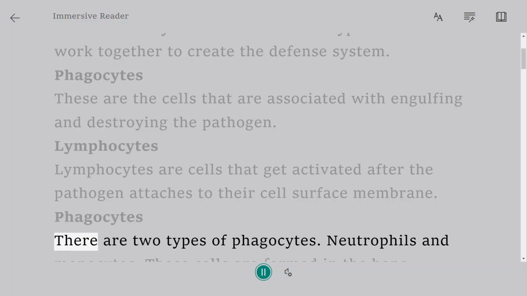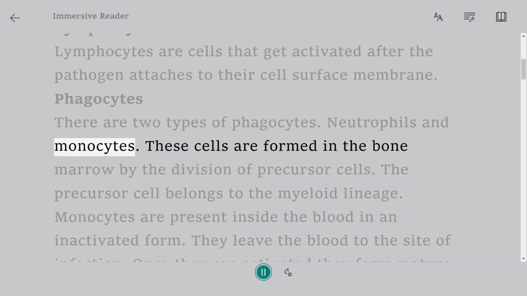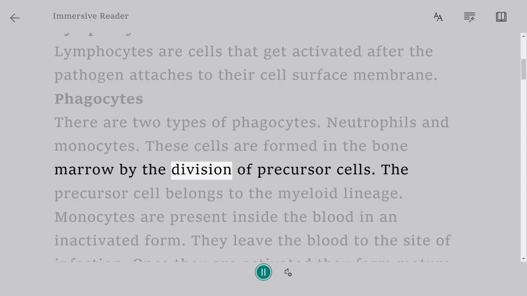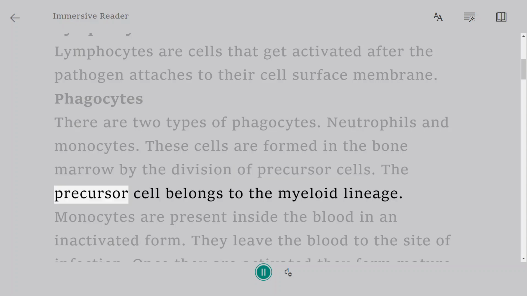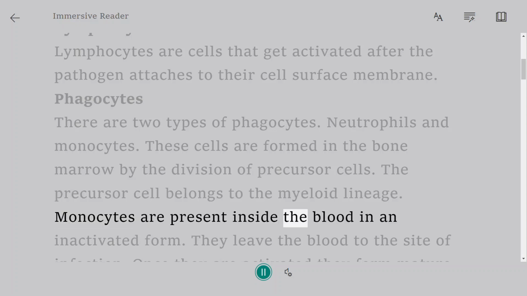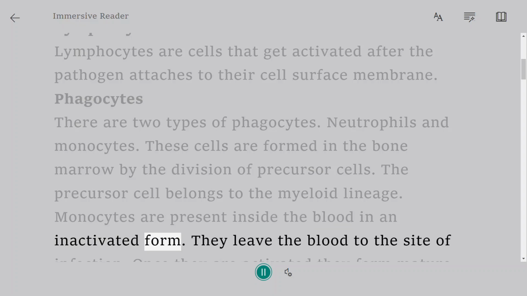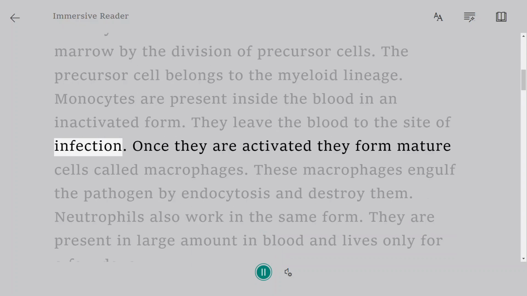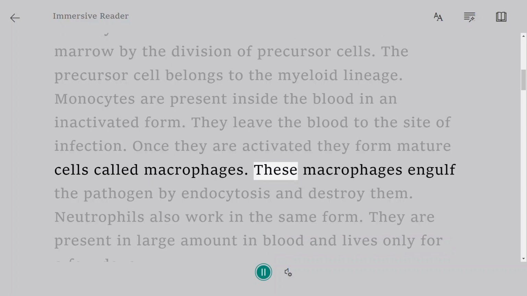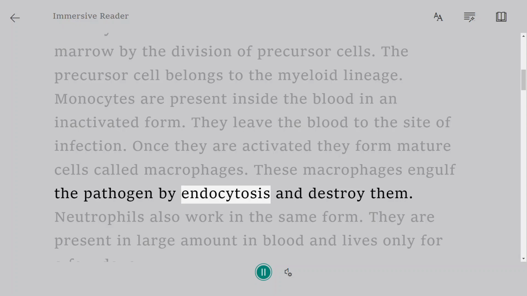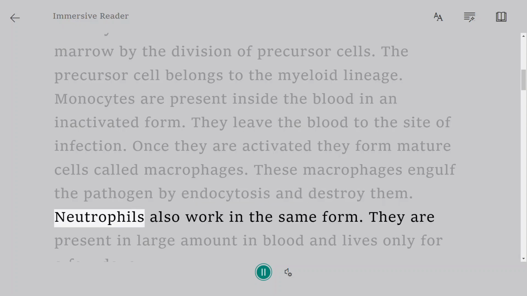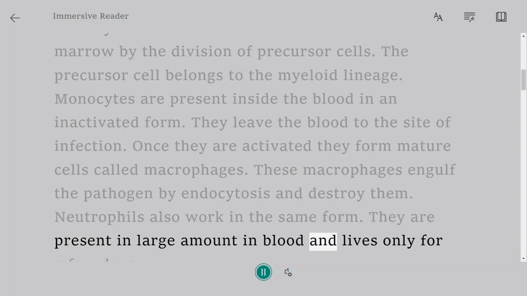Phagocytes. There are two types of phagocytes: neutrophils and monocytes. These cells are formed in the bone marrow by the division of precursor cells. The precursor cell belongs to the myeloid lineage. Monocytes are present inside the blood in an inactivated form. They leave the blood to the site of infection. Once they are activated, they form mature cells called macrophages. These macrophages engulf the pathogen by endocytosis and destroy them. Neutrophils also work in the same way. They are present in large amounts in blood and live only for a few days.